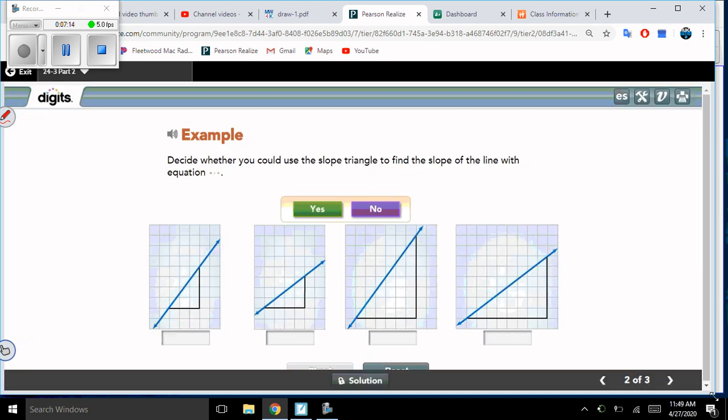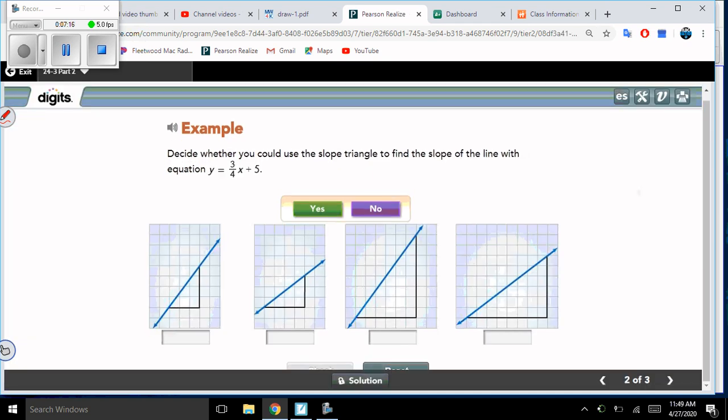All right, let's take a look at section 2. So basically what we're going to take a look at here is you have to describe whether you could use the slope triangle to find the slope of a line with the equation y equals 3/4 x plus 5. Now again, let's go back in time here. Recall, this is your slope. So we know that our slope is 3/4. And recall, that means that our rise over run has to be some form of 3/4.